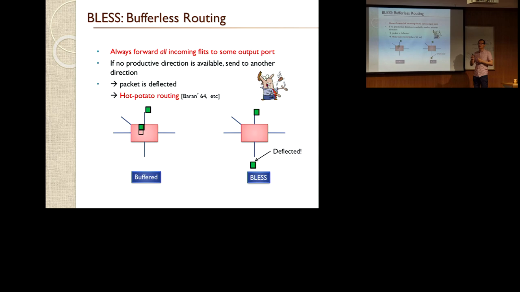But injection, that's also equal, right? You have injection and ejection. You don't inject, basically, you eject it immediately. Yeah, exactly. So that's a good point. This doesn't work in all networks. This works if your output ports are greater than or equal to the number of input ports.